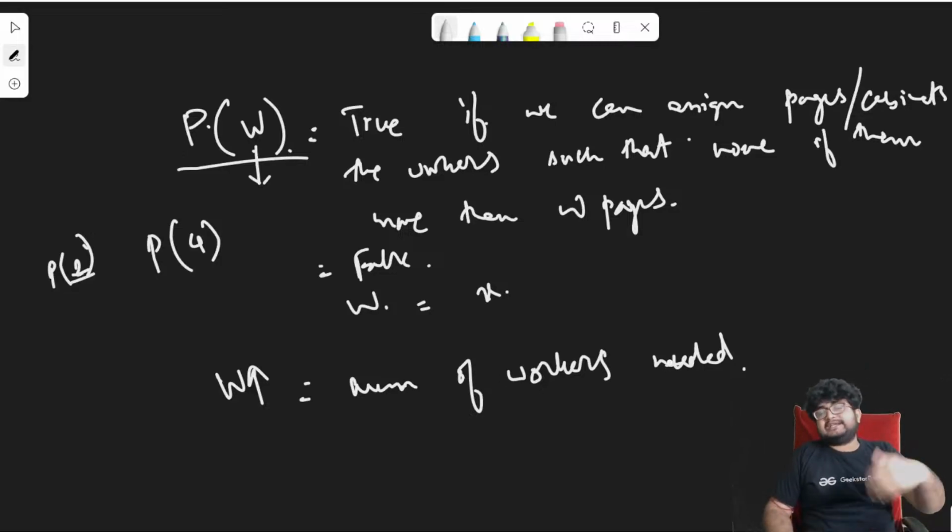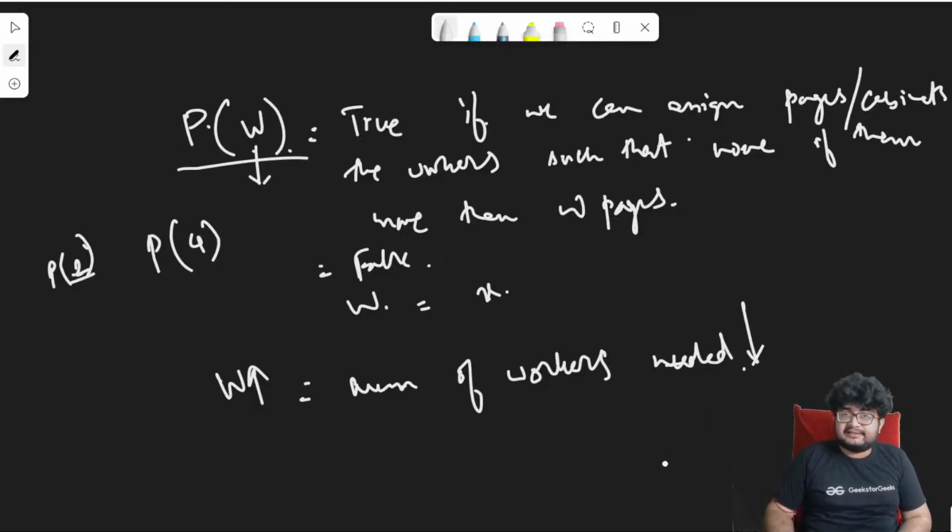Now each worker is starting to see more pages, right? So the number of workers needed is decreasing, because each worker sees more pages. Like initially they were seeing 2 pages, now they are seeing 4 pages. So the number of workers needed to complete all of them will decrease, right?